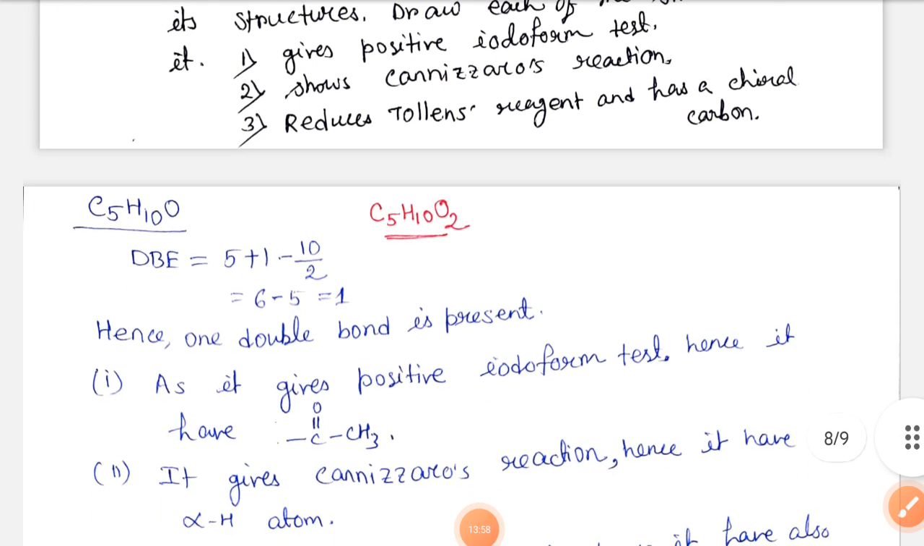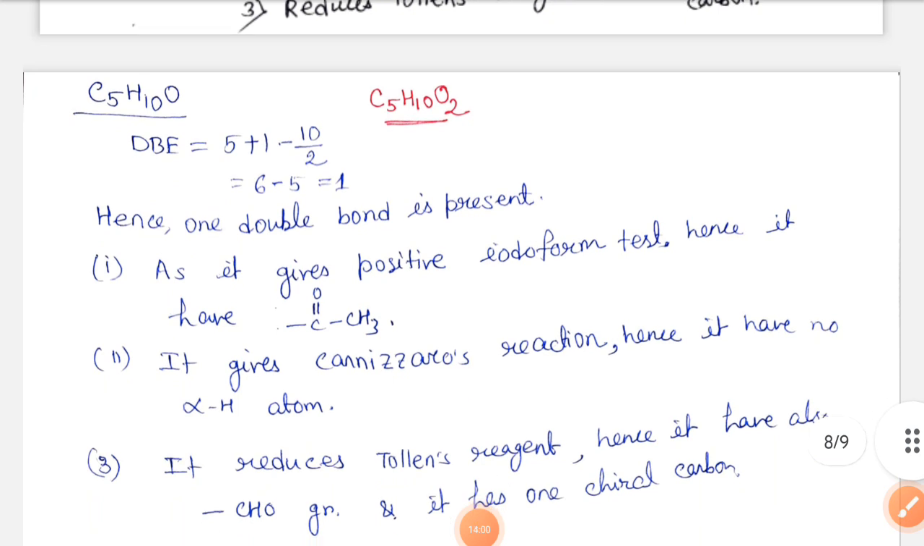And the structure, I can conclude, is a beta hydroxy ketone. Okay, sorry, alpha hydroxy ketone. If we take this molecular formula, the DBE calculation is 5 plus 1 minus 10 by 2, that is 1, so one double bond is present in this case.